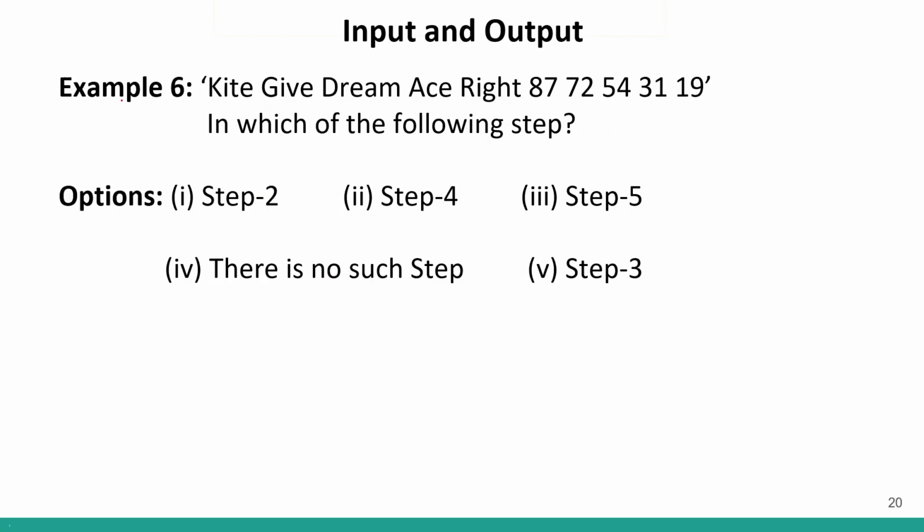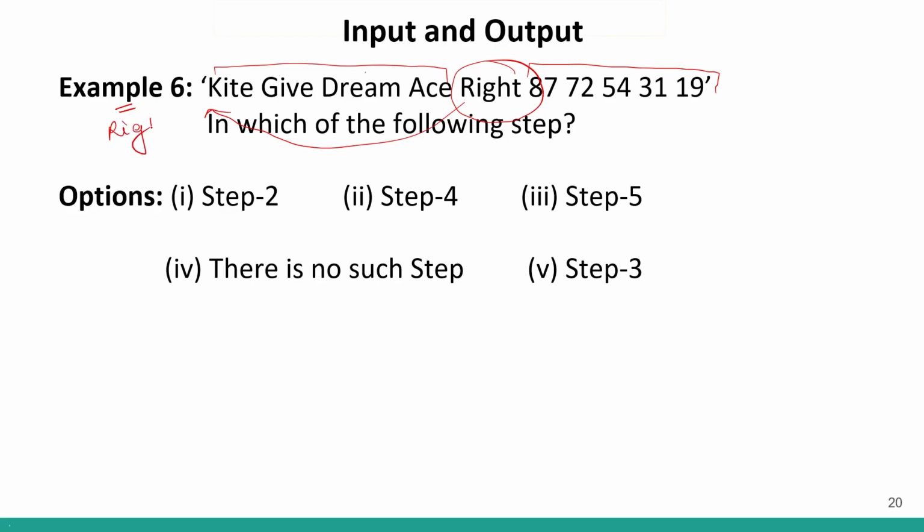Moving forward to example number 6. We have to find out this particular arrangement, kite, give, dream, ace, right, and so on, will be in which of the following steps. If I look over here, A, D, G, K is arranged correctly and this is also arranged correctly. Only this particular word is out of place. It should be over here.